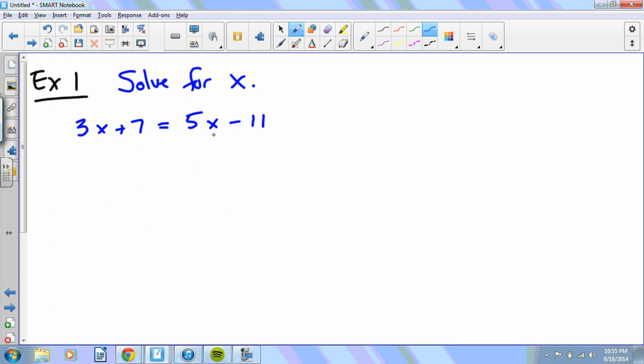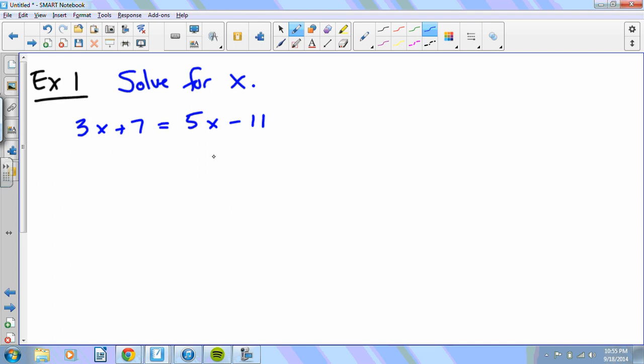Over here on the right side, same idea. There's no distributive property, and 5x and minus 11 are not like terms. Now, one thing you have to be careful about: 3x and 5x are like terms, but they have this big wall in the middle. You can almost treat the equal sign like a big wall. The 7 and the negative 11 are like terms too, but I have to get them on the same side before I get things where I want them to go.